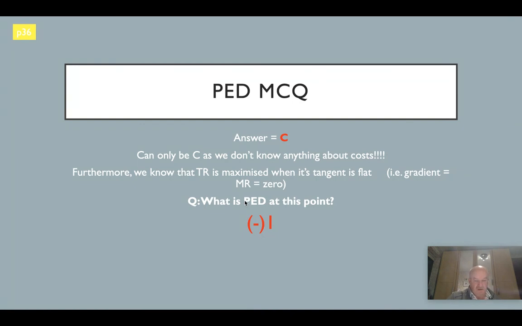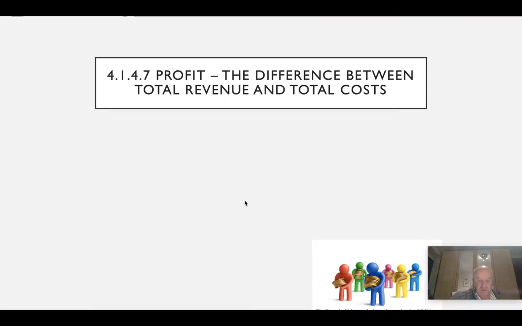in this instance, the PED at that particular point on page 52 is -1. If you remember, when you looked at the information on page 50, the PED at that particular point is -1.